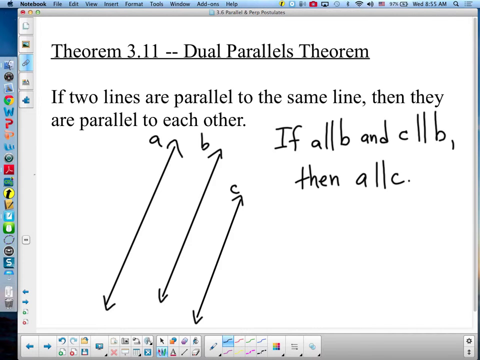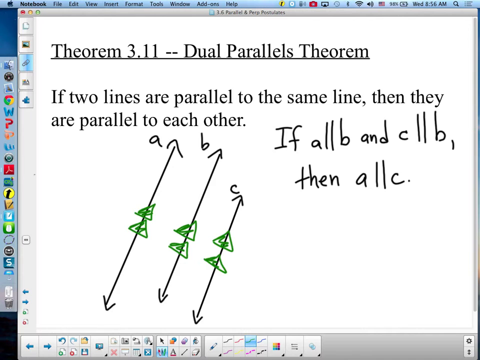So if I were putting the arrowheads on, if you need to see it in that form, A is parallel to B. C is parallel to B. So I'll put 2. C is parallel to B. So then A is going to have to be parallel to C also.